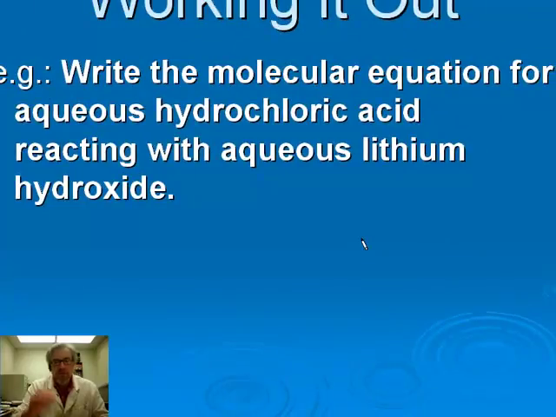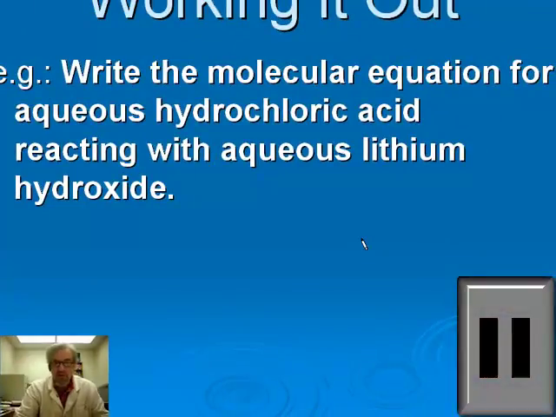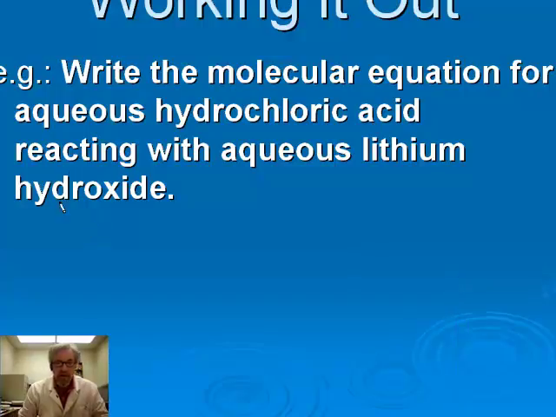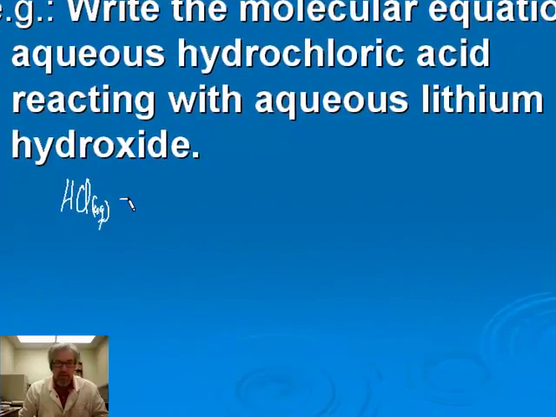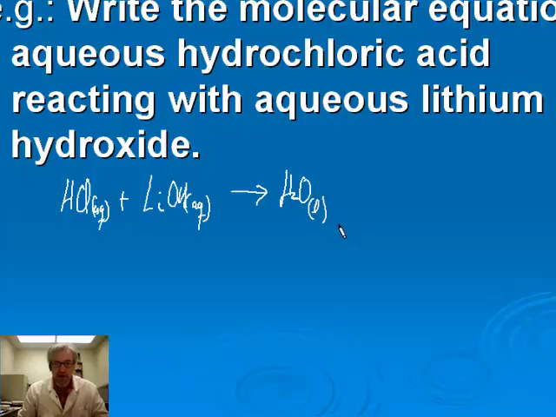Let's try this one. Write the molecular equation for aqueous hydrochloric acid reacting with aqueous lithium hydroxide. Hydrochloric acid is HCl, aqueous, and lithium hydroxide. Lithium is 1 plus, hydroxide is 1 minus, so LiOH, aqueous. When these react, this is an acid-base reaction. The products are going to be water, which we don't write aqueous, it's actually liquid, but that's usually implied for water. And then lithium together with chlorine.